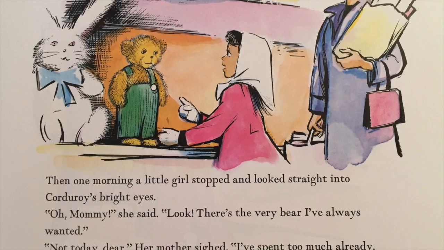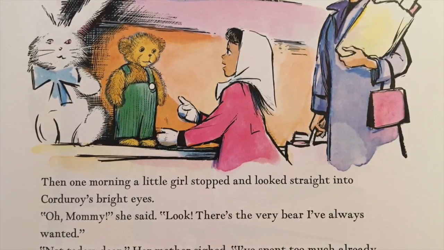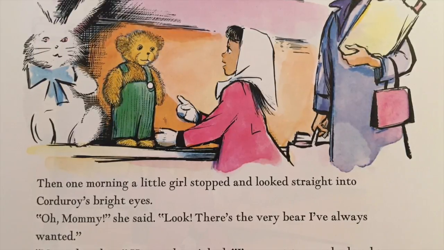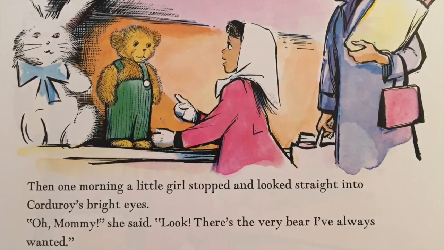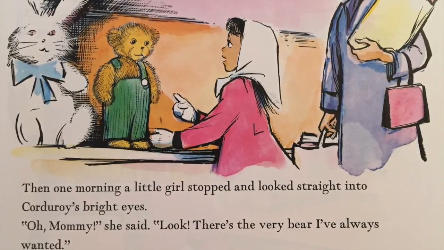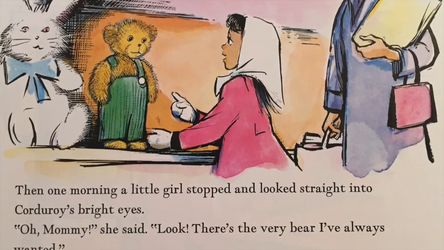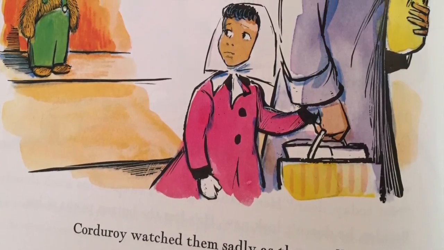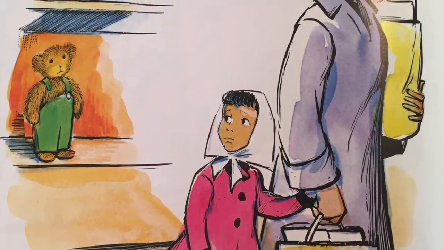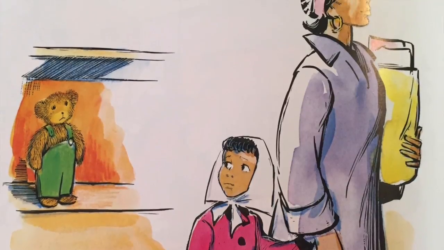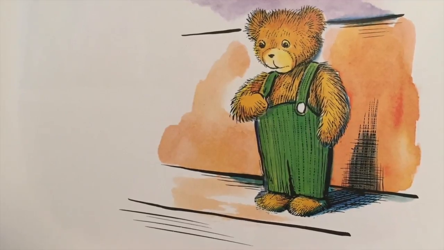Then, one morning, a little girl stopped and looked straight into Corduroy's bright eyes. "Oh, look, Mommy," she said. "Look, there's the very bear I've always wanted." "Not today, dear," her mother sighed. "I've spent too much money already. Besides, he doesn't look new. He's lost the button to one of his shoulder straps." Corduroy watched them sadly as they walked away. "I didn't know I'd lost a button," he said to himself. "Tonight, I'll go see if I can find it."